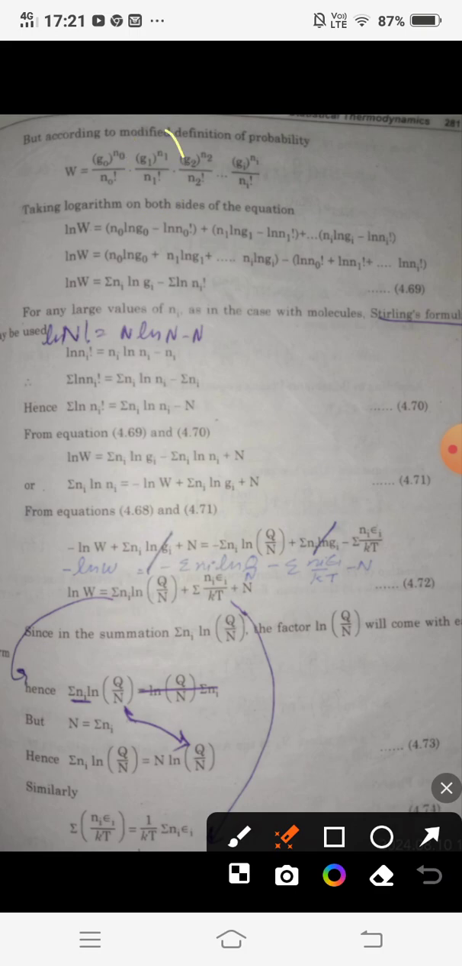So in the next fragment of the equation, the same rule is going to apply as it is. So the natural log w, where here the w means the number of ways in which the particles or the molecules can be arranged. So you can say that this w is equal to the microscopic states.